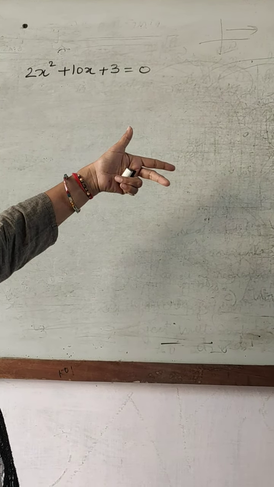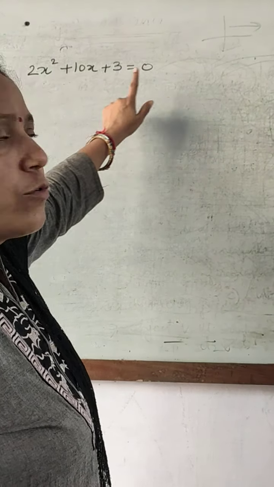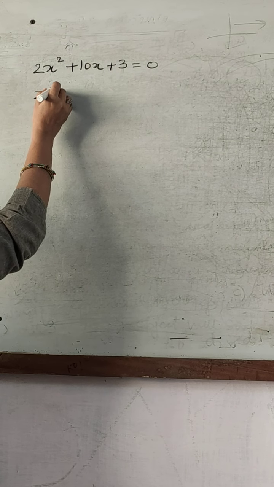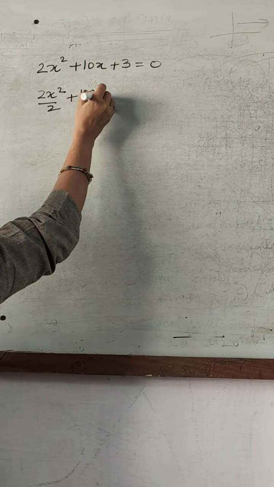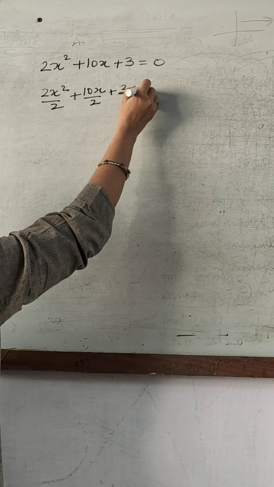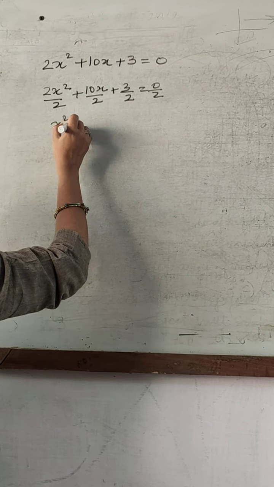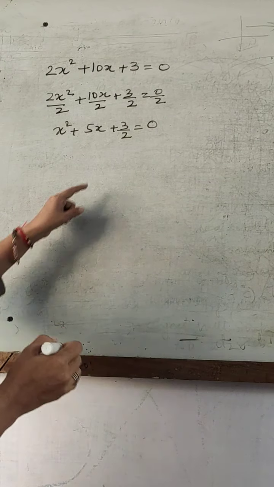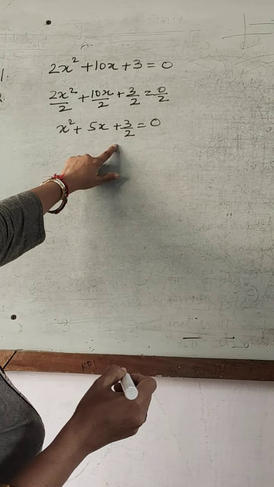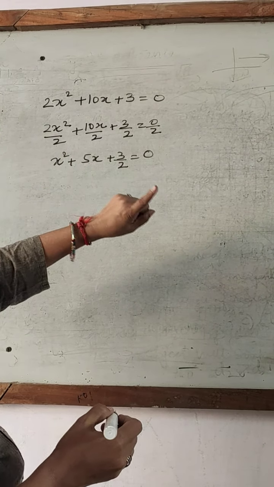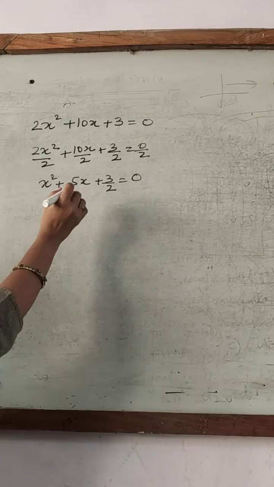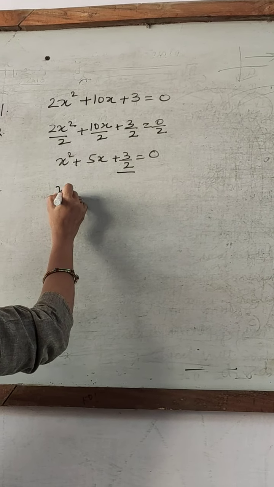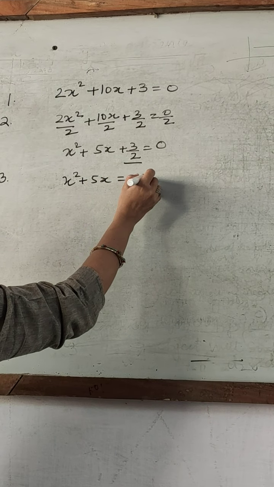So how will I make it? I will divide the whole equation by the coefficient of x square, that is 2. So we will divide the whole equation by 2. So I get the equation x square plus 5x plus 3 by 2 equal to 0. Now the second step is already done because the coefficient of x square is unity, 1. The third step says take the constant term to right hand side. Here you can see the constant term is 3 by 2. So let's take it to right hand side.